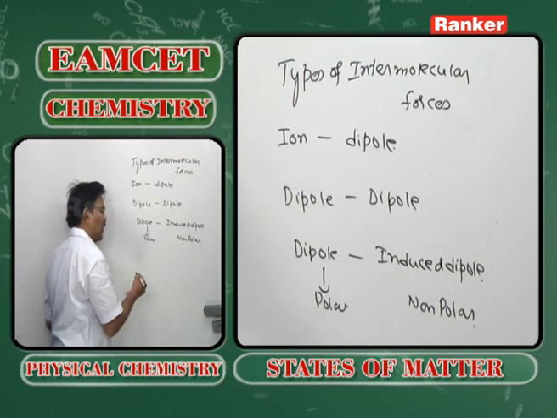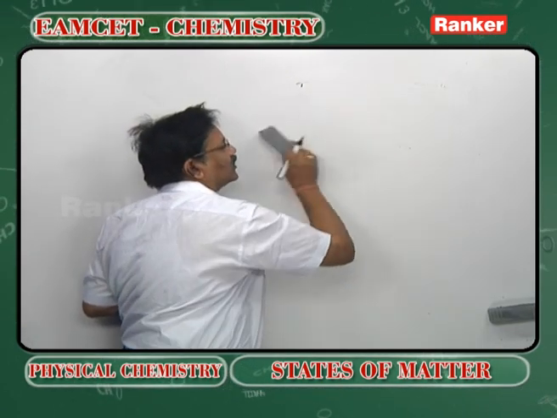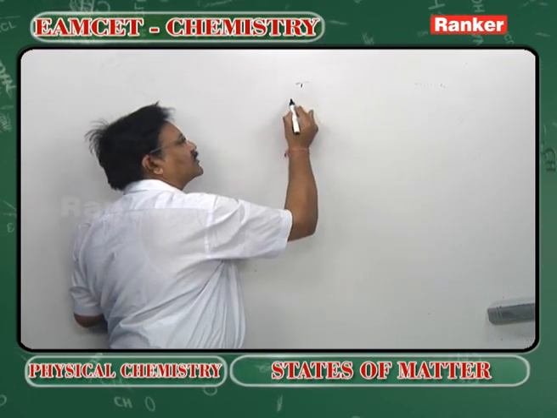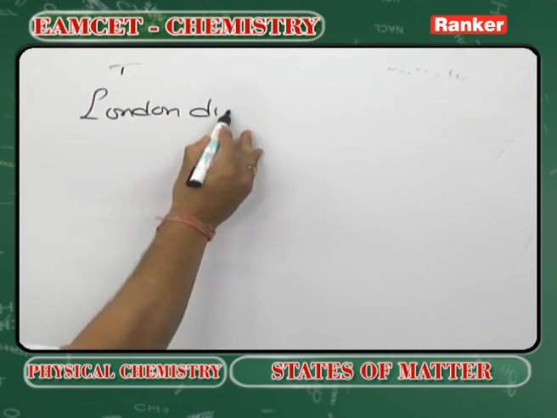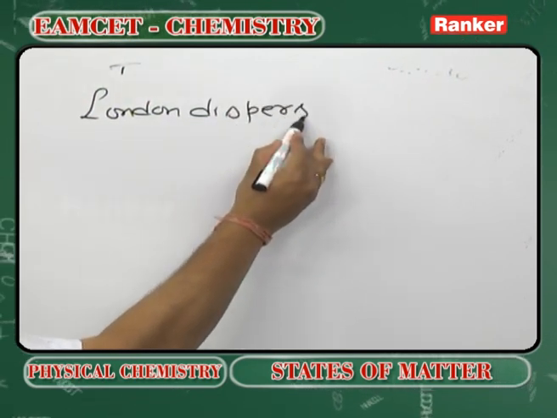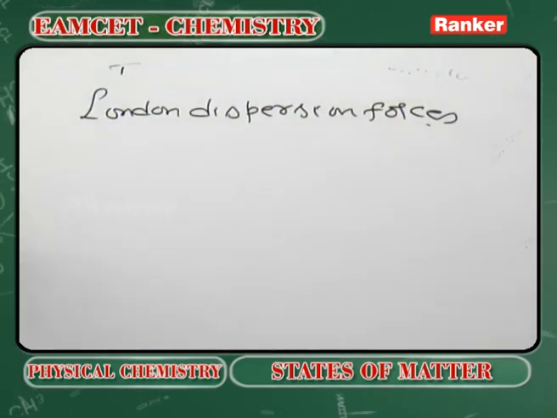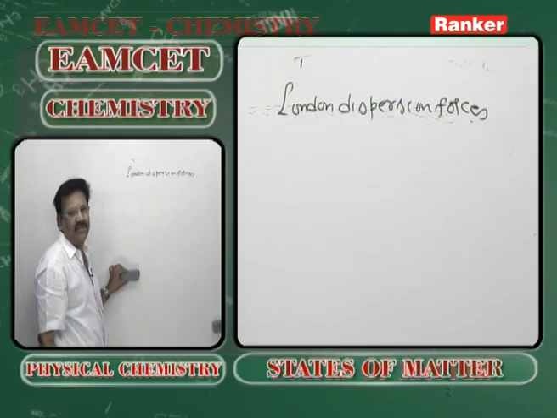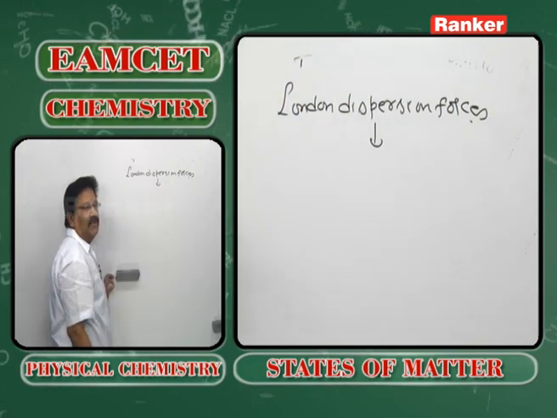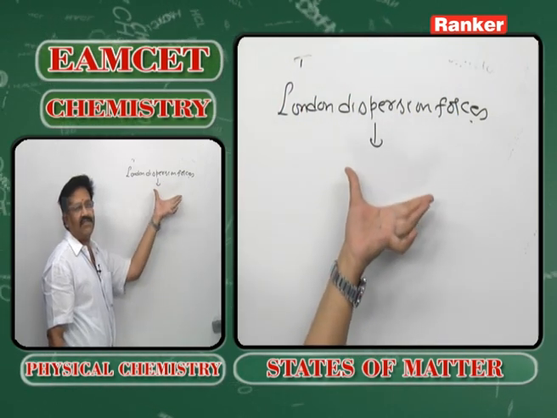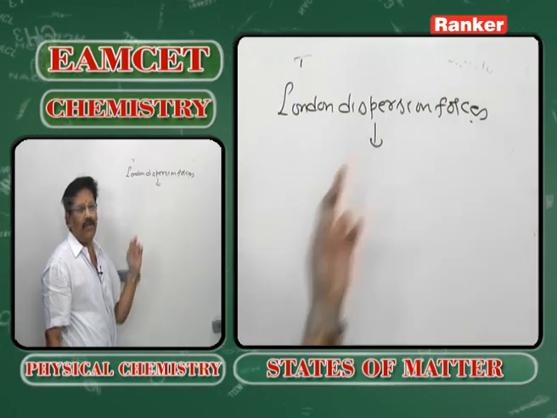Next, among the non-polar covalent compounds, the type of forces are called London dispersion forces, or we can popularly call them Van der Waals forces of attraction. This type of force of attraction exists among the non-polar covalent molecules.